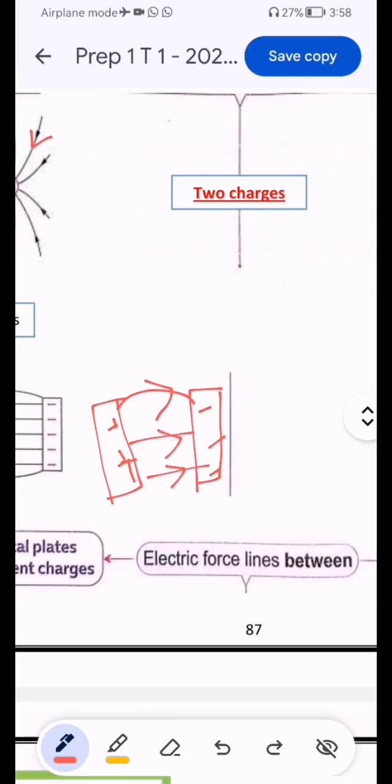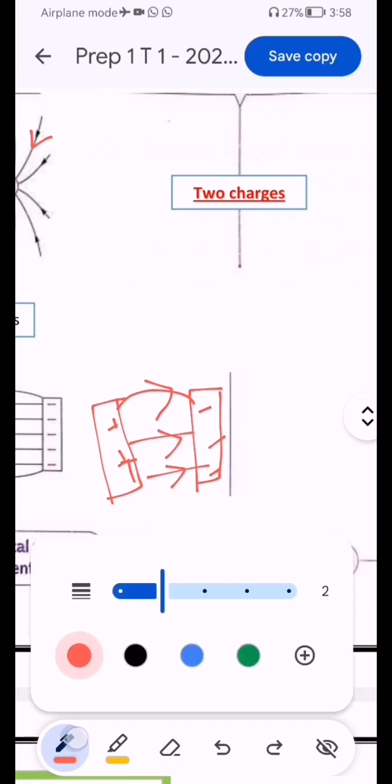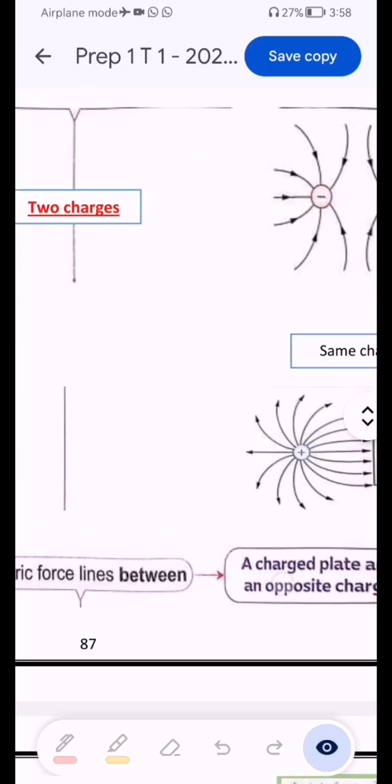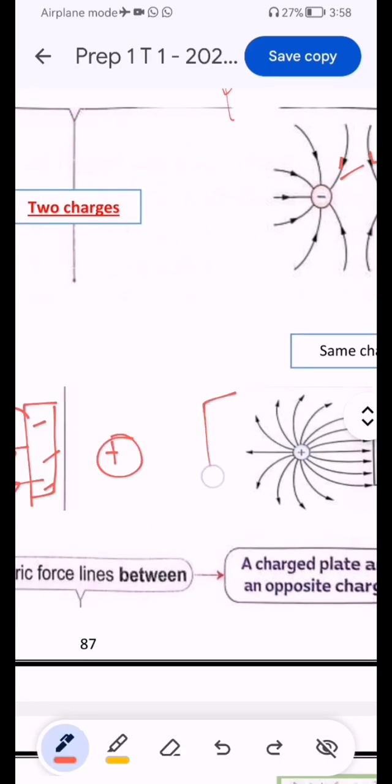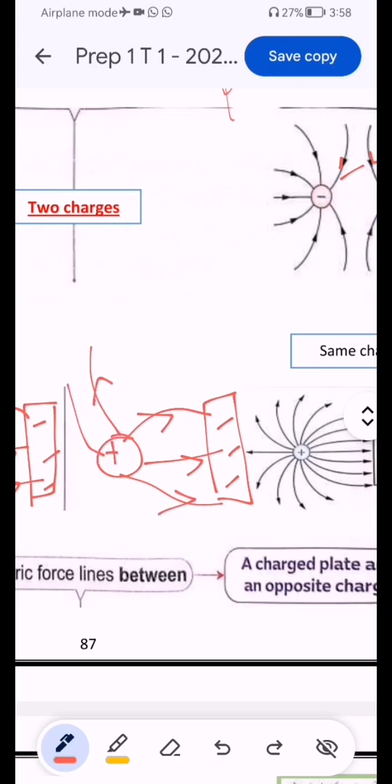Okay, and if you have a charge and a plate, positive charge, negative plate, the lines will move from positive to negative, okay? And the other lines go out. So you will keep the direction of the arrows, okay?